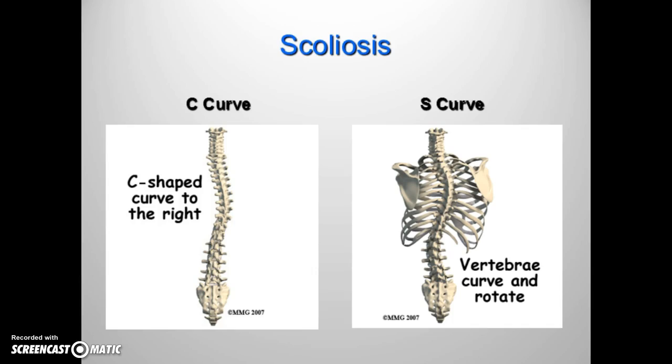Structural curves are neuromuscular curves, and they cannot be corrected with any change in position. The causes can be either developmental or degenerative. Developmental curves could be from a disability such as cerebral palsy, which does cause muscle imbalances, or it can occur idiopathically in adolescence, especially between the ages of 10 and 13.